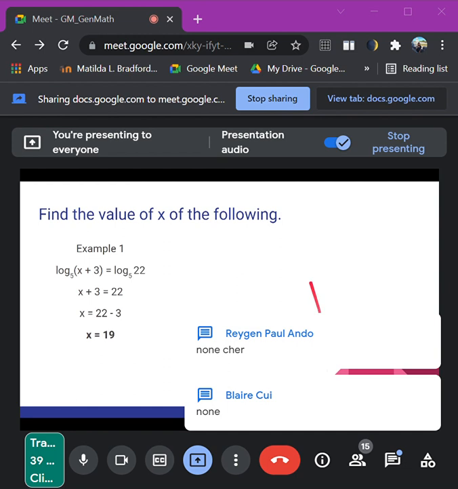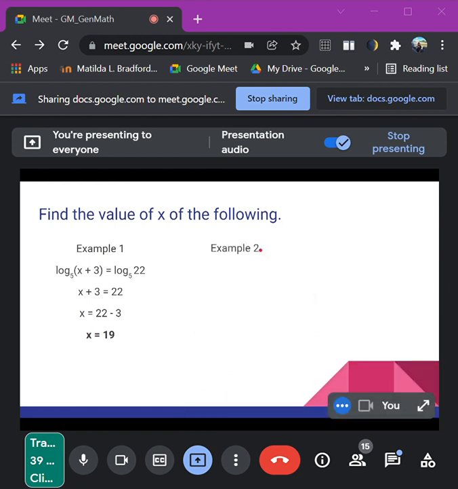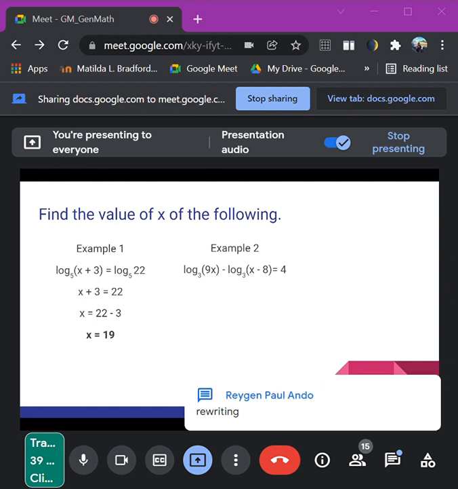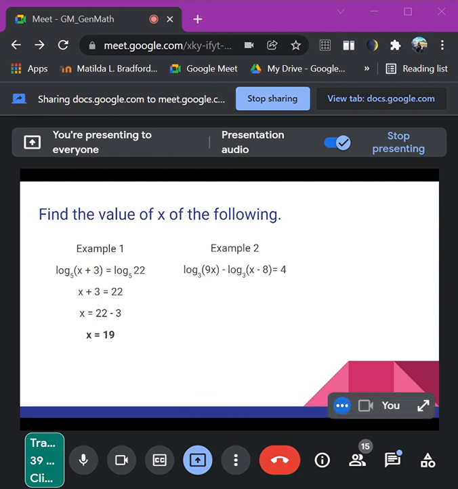Now, let's proceed with example number 2. Kani siya class, atong siyang hinuktukan asa tong ma-apply ani. We have log of 9x with base 3 minus log of x minus 8 with base 3 is equals to 4. Asa ka atong ma-apply? Rewriting, basic properties, one-to-one, zero factor, unsa man. Or pwede po na ito i-apply ang laws of logarithm.